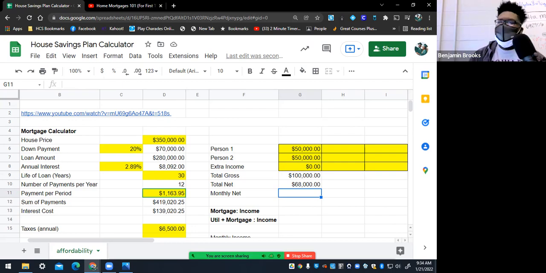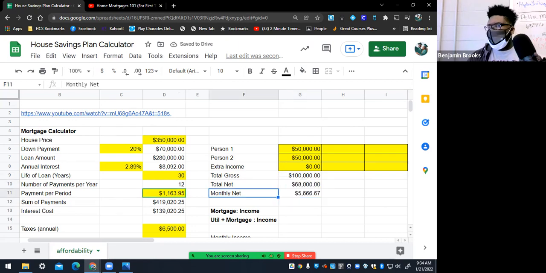So your monthly net is you're going to take this and then divide by 12. So equals your monthly net divided by 12. So you're basically taking home $5,600 a month, which is pretty good.